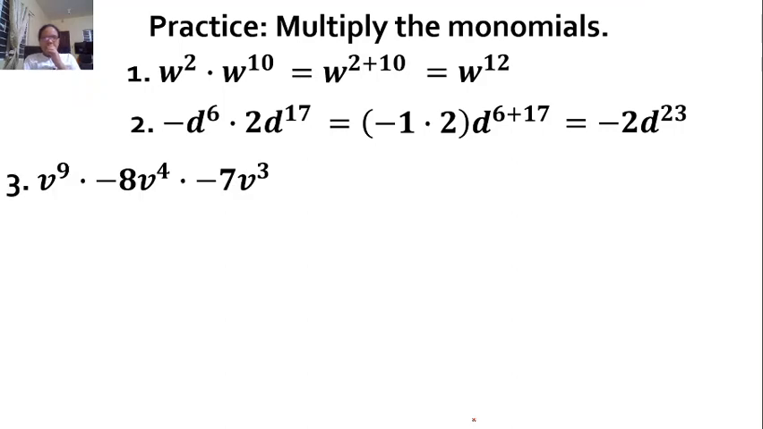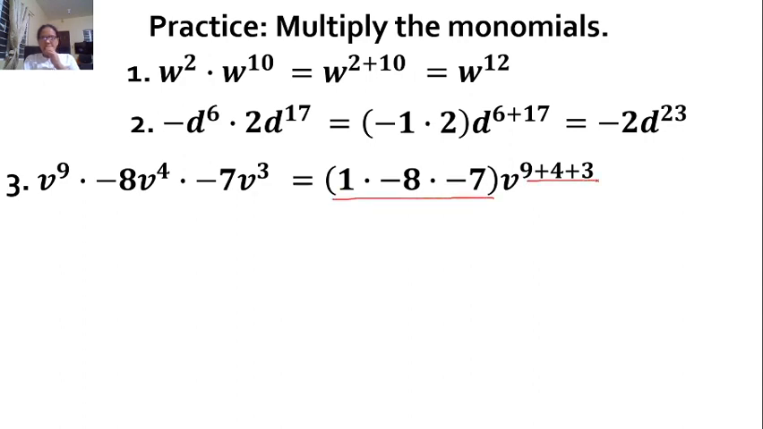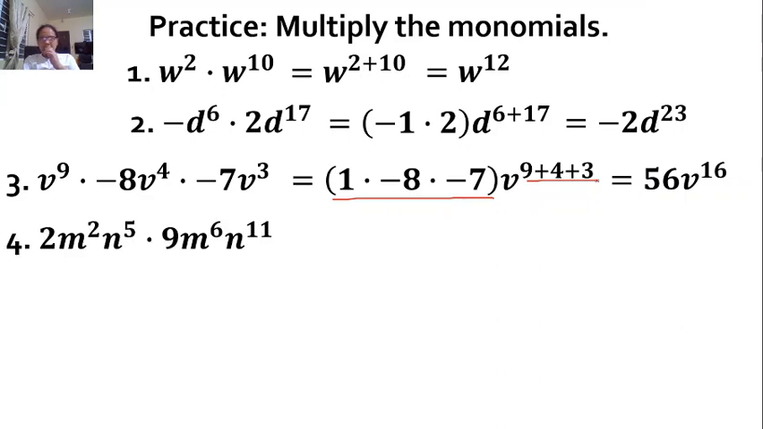V raised to 9 times negative 8, v raised to 4 times negative 7, v cubed. So multiply the numerical coefficients. First, 1 times negative 8 times negative 7, and then add the exponents of v, 9 plus 4 plus 3. So we'll get 56v raised to 16, I mean.